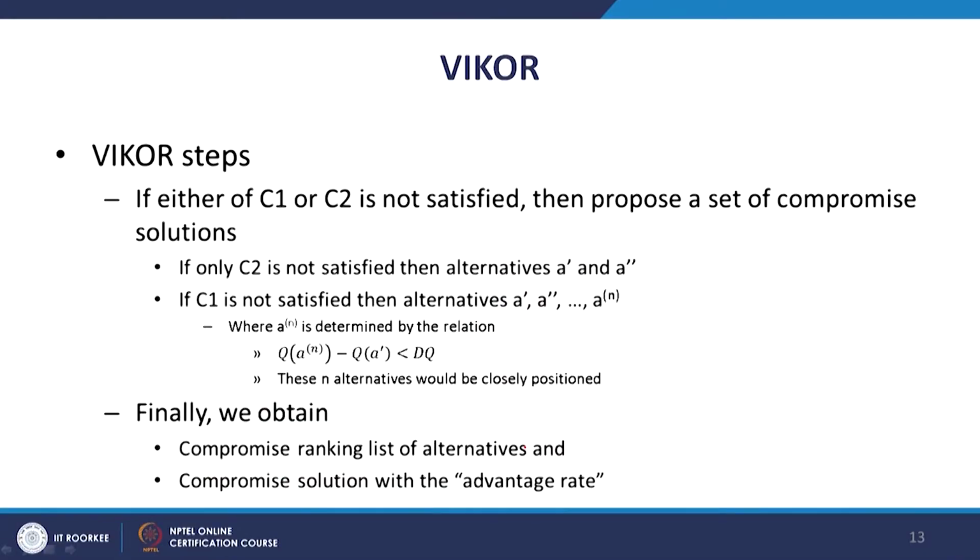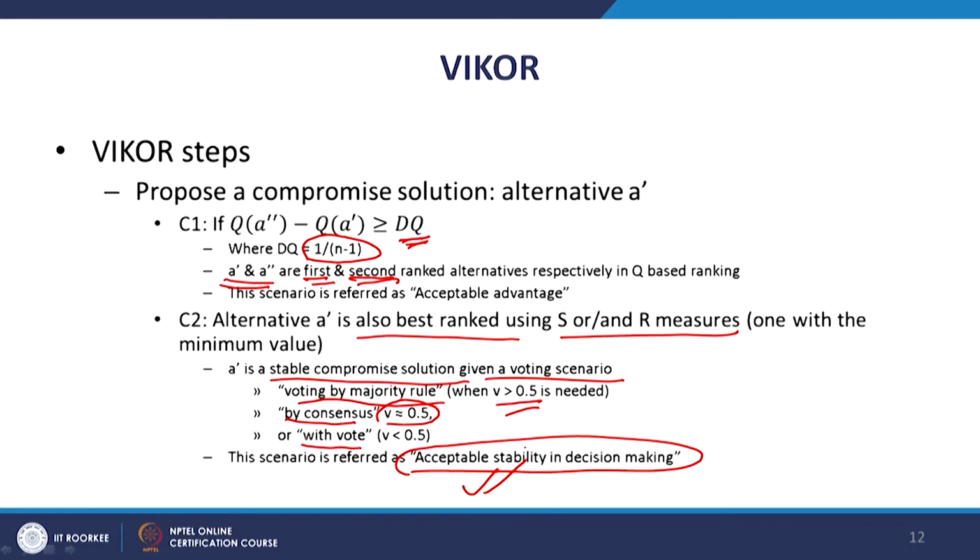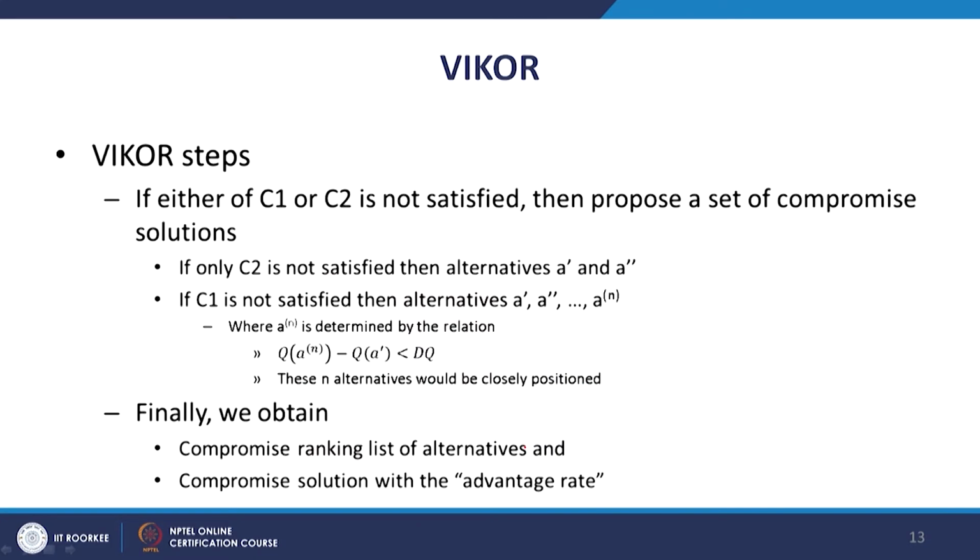So, what happens if either of C1 or C2 is not satisfied? Then how do we go ahead in proposing the compromise solution? If you look at the previous two conditions, C1 and C2, it is C1 which is more important, and C2 is more of a complementary condition. So, if only C2 is not satisfied, then alternatives A dash and A double dash can be proposed as the compromise solution. So, it would be not just a solution, but a set of solutions. A dash and A double dash as a set would be proposed as the compromise solution.